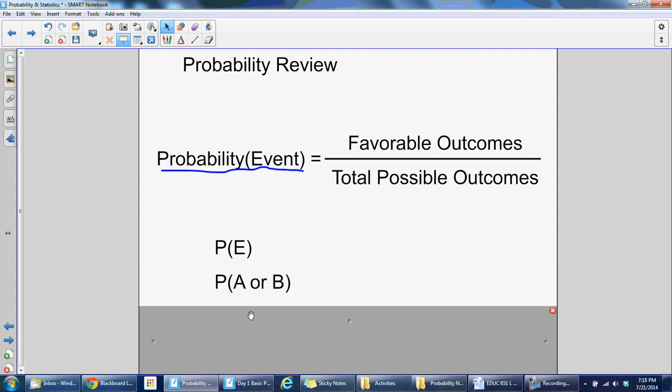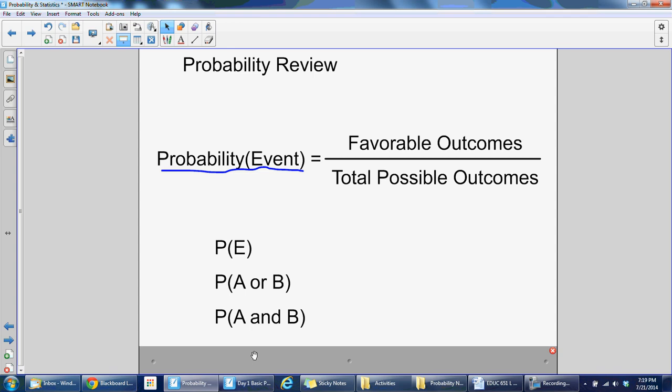So further formulas would be for finding the probability of A or B, along with the probability of finding A and B occurring. Again, these are just some basic things that you might run across in readings or formulas online that I wanted to make sure that you were aware of.